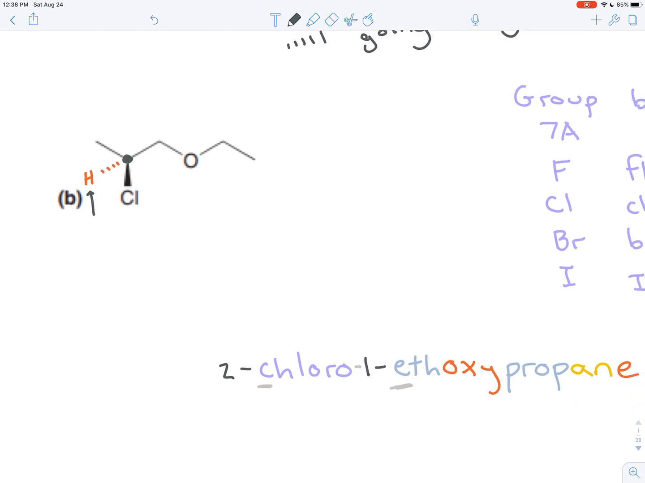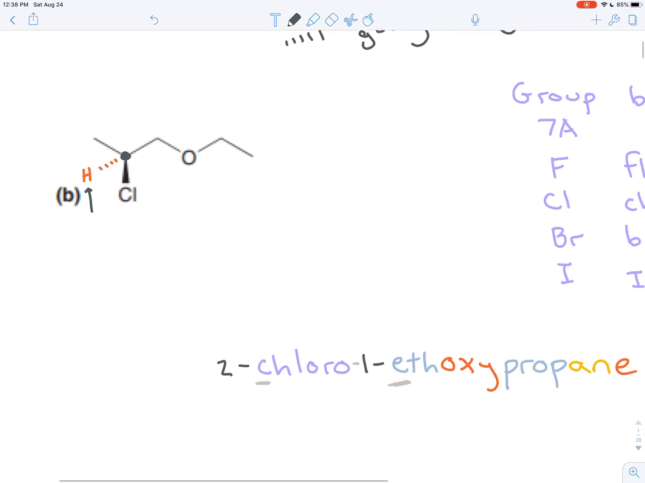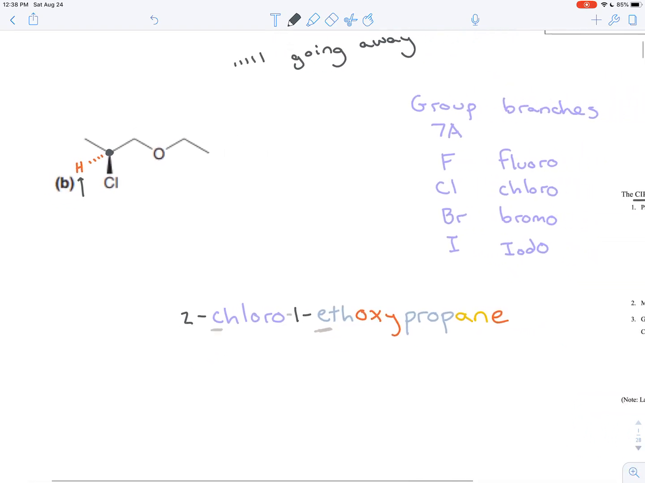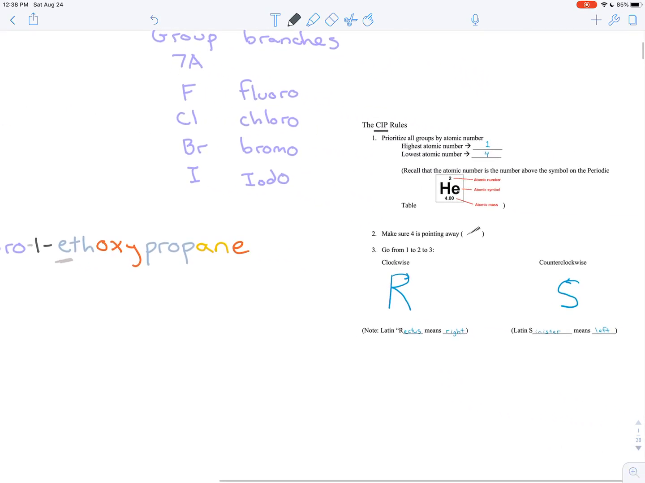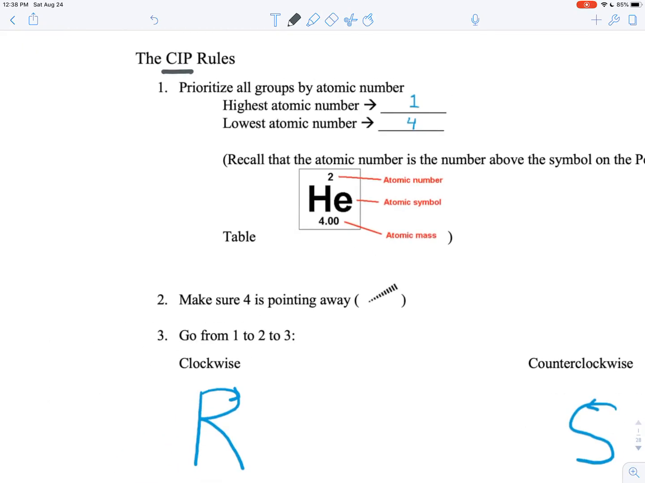Once you have identified your chiral center, you want to list the 4 things that it's attached to from the highest atomic number to the lowest atomic number. Remember, the atomic number is the number at the top of the box on the periodic table. The one that has the largest atomic number gets the number 1, and the atom bonded to the chiral center that has the lowest atomic number gets the number 4.